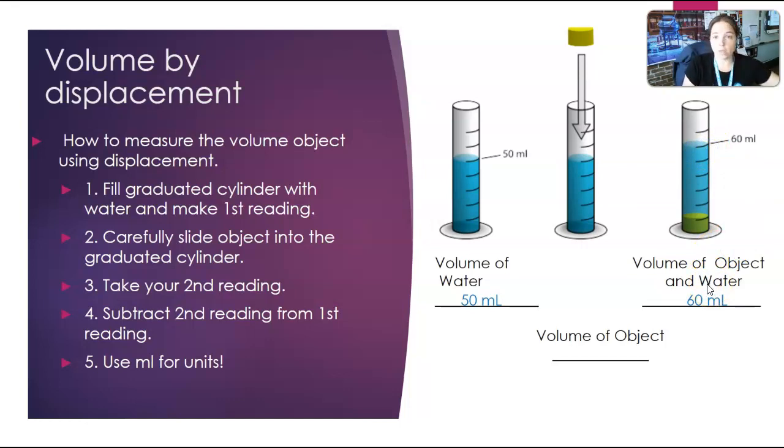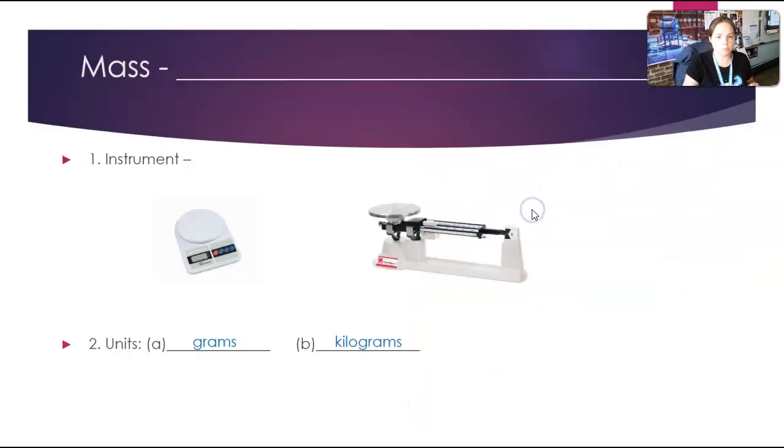Okay, so how do I get the volume? The volume is how much water it displaced. So it went from 50 to 60. Just subtract the two. It is 10 milliliters. It has a volume of 10 milliliters. And again, if you're using water, stick with milliliters.